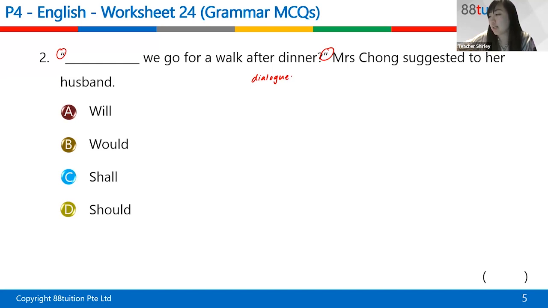And generally, dialogue will take after present tense instead of past tense, unless you're talking about something that has happened in the past. So it shouldn't be would, it shouldn't be should. So is it will we go or is it shall we go? Anyone?